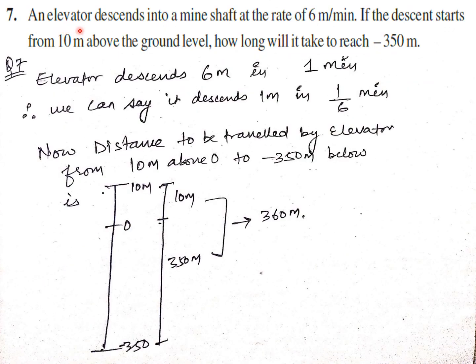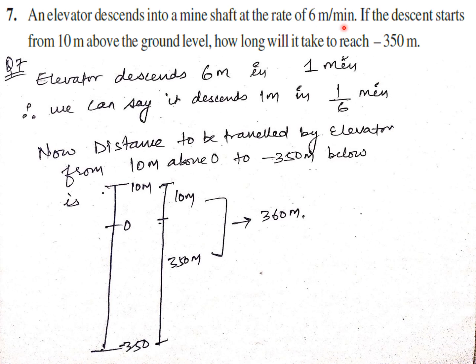An elevator descends into a mine shaft at the rate of 6 meter per minute. If the descent starts from 10 meter above the ground level, how long will it take to reach minus 350 meters? First of all, a rate is given to you by which the lift is moving. It is 6 meter per minute. So you can say in 1 minute it moves 6 meters.